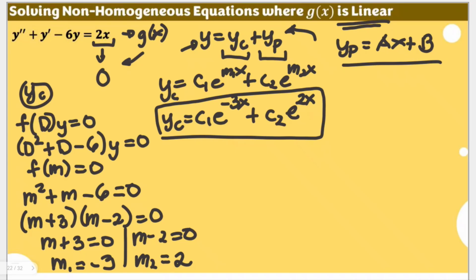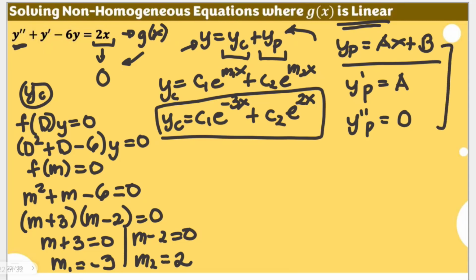And since our original equation has a degree of 2, we can come up with the second order derivative of y sub p. The first order derivative, taking into consideration a and b as constants: ax will just be a, and your b is 0. Then your second order derivative is just equal to 0, as the derivative of a constant is 0.